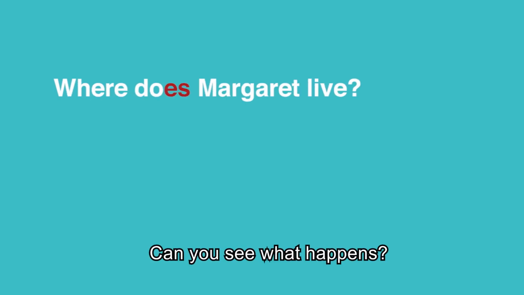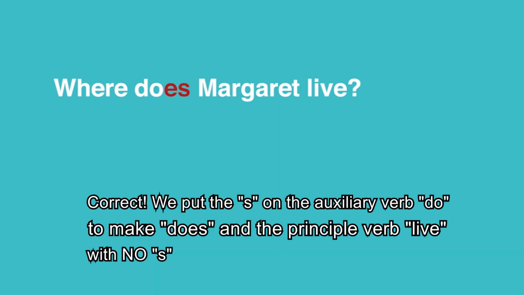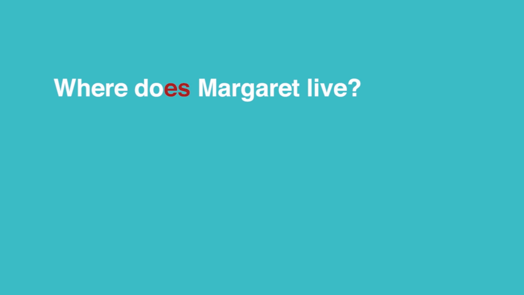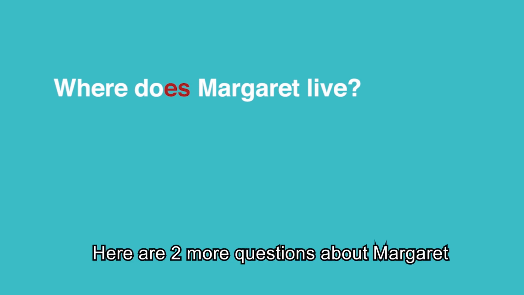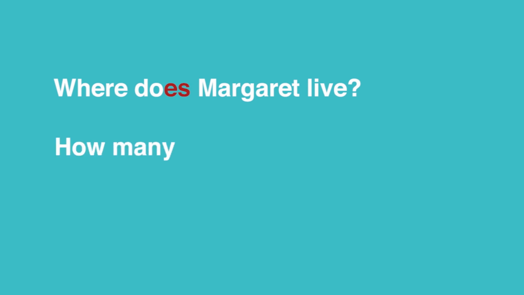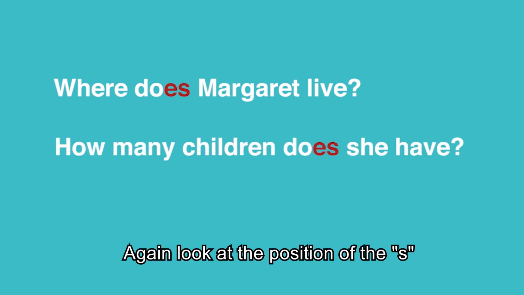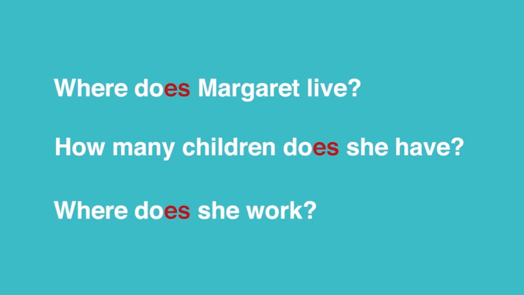Here's a question about Margaret. Where does Margaret live? Can you see what happens? Correct. We put the S on the auxiliary verb do to make does, and the principal verb live with no S. It's really easy, isn't it? Here are 2 more questions about Margaret. How many children does she have? Again, look at the position of the S. Where does she work? Not works.